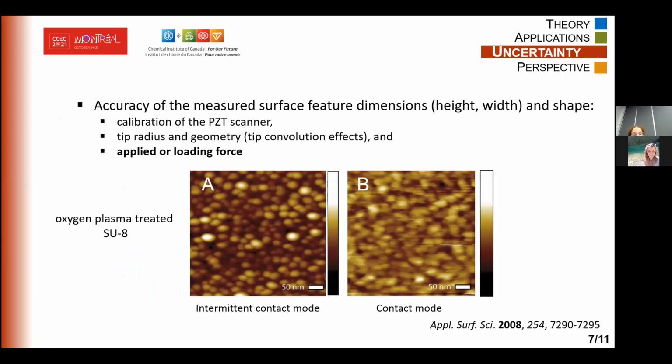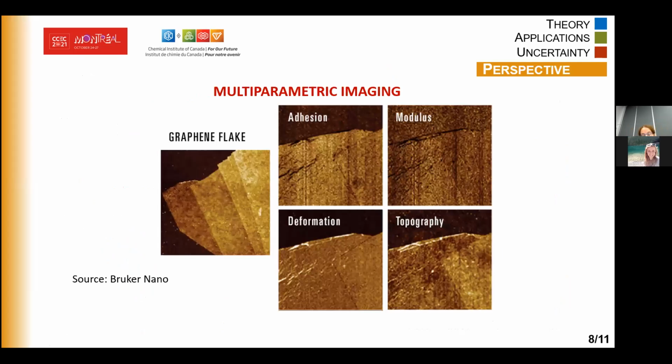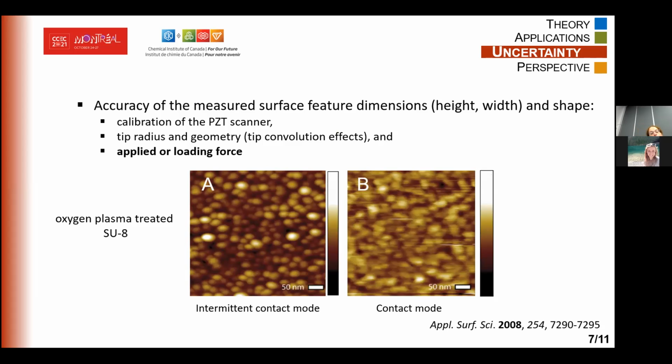Uncertainty in AFM is related to the accuracy of the measured surface feature dimensions, that is the height, the width, and the shape. So the accuracy of AFM data is principally determined by the calibration of the piezoelectric scanner, which is the positioning and translational component in AFM, the tip radius and geometry, where these can lead to what's called tip convolution effects when the tip radius is larger than the size of the features to be profiled.